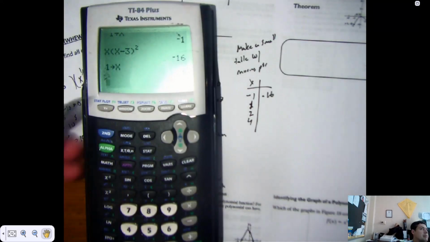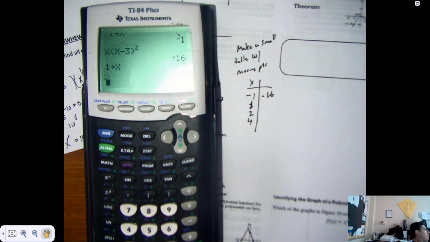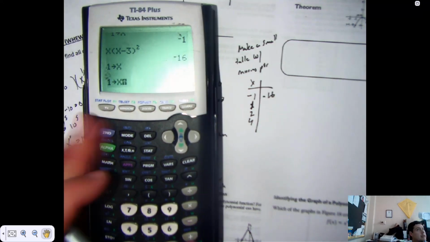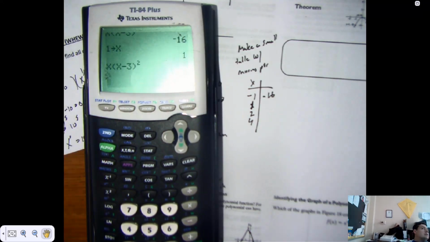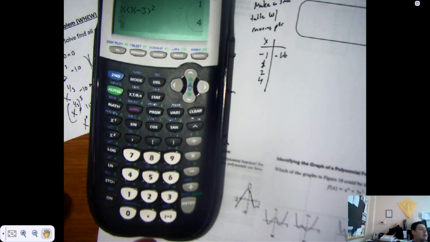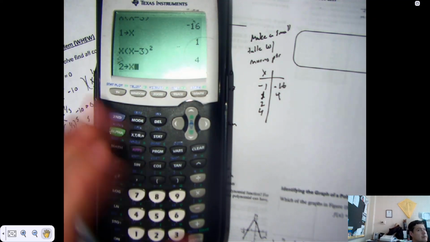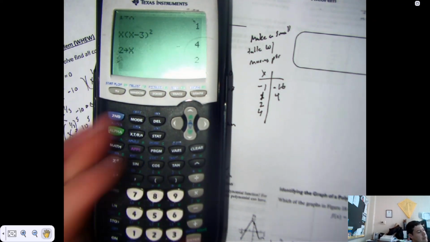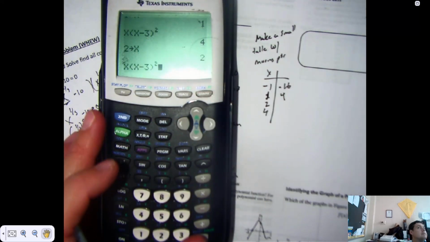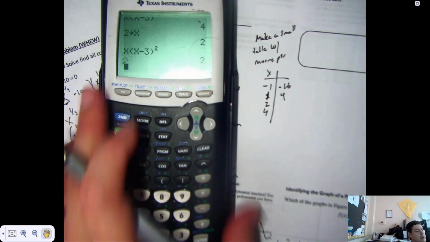Now, do you have to retype x times (x minus 3) squared? No. How do you pull it back up? Second enter, second enter. Second enter, second enter. 4. 2 STO X. Again, store is to the left of the 1 and 4. Second enter, second enter. 2. And lastly, a 4.